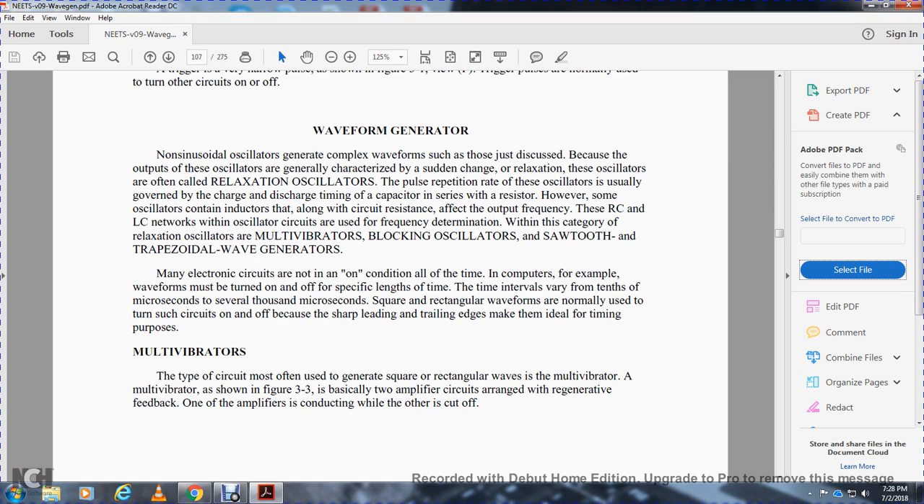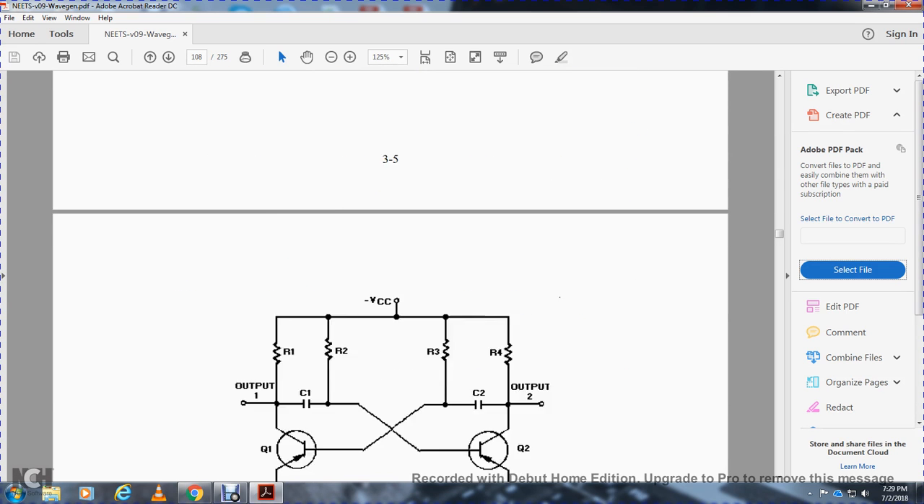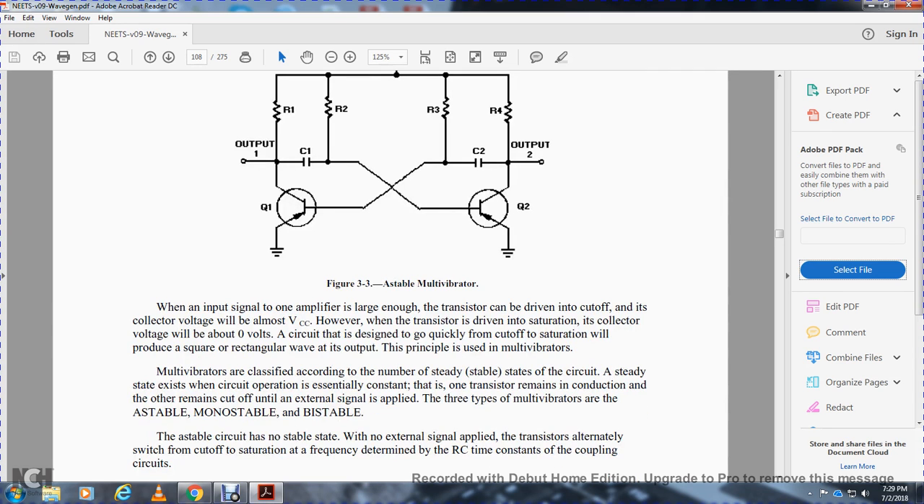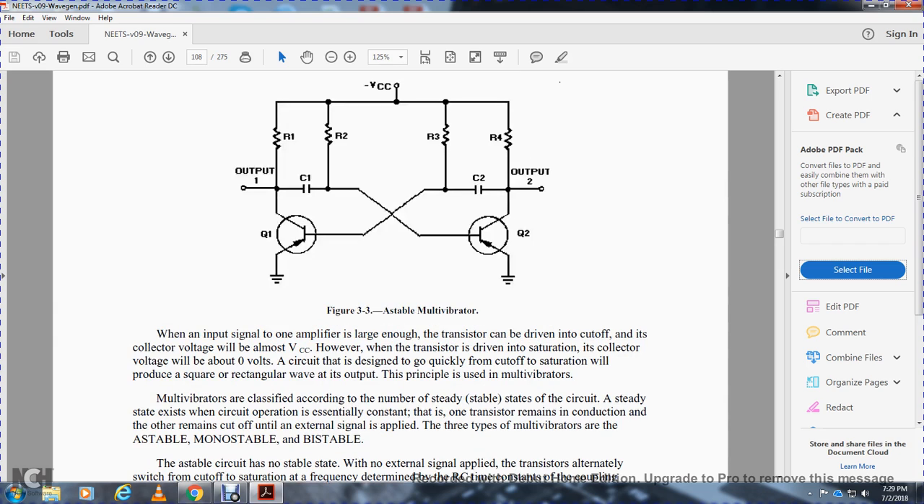The multivibrator is the type of circuit most often used to generate a square or rectangular wave. The multivibrator shown in Figure 3.3 is basically two amplifier circuits arranged with regenerative feedback. One amplifier is conducting while the other is cut off. Figure 3.3 shows an astable multivibrator, with transistor 1, transistor 2, ground, resistors R1 through R4, and capacitors, using two amplifiers with transistors and output 1 and output 2.